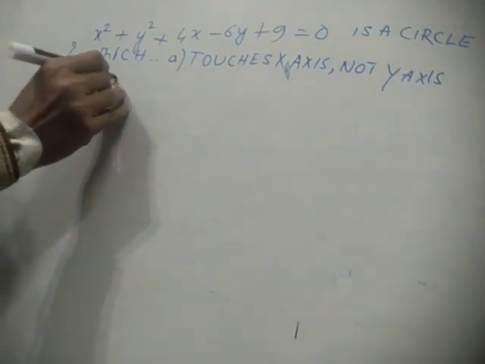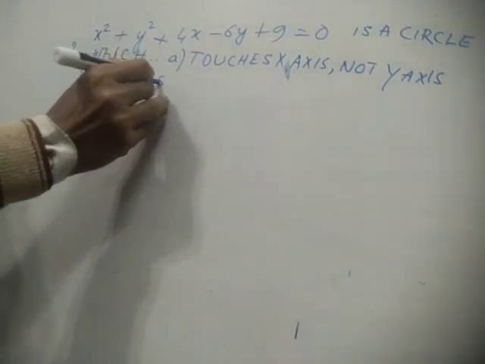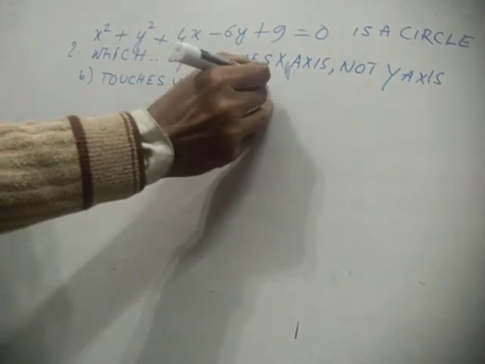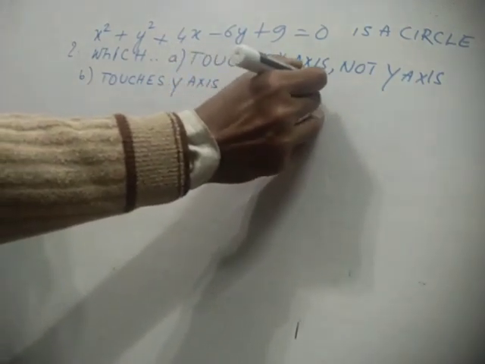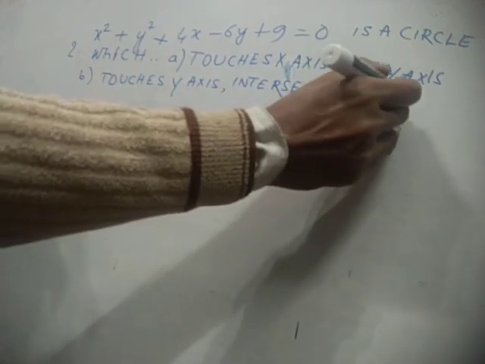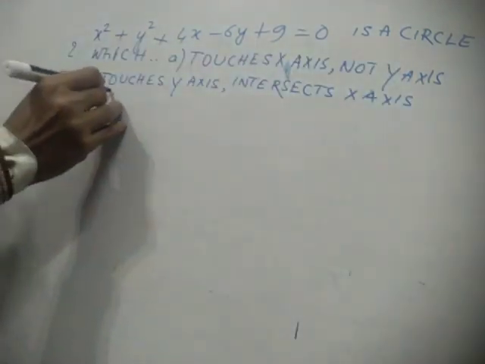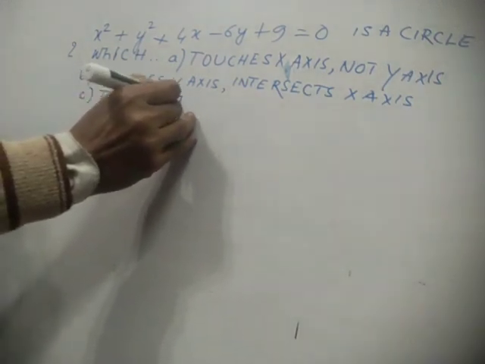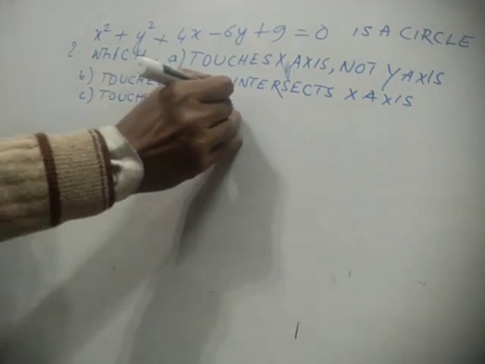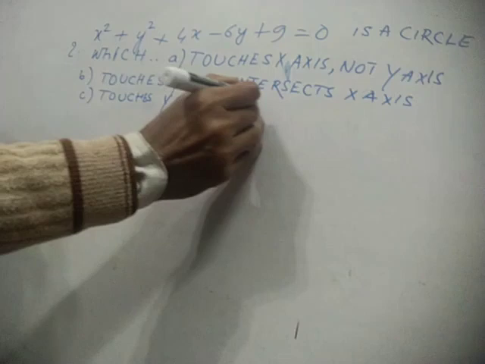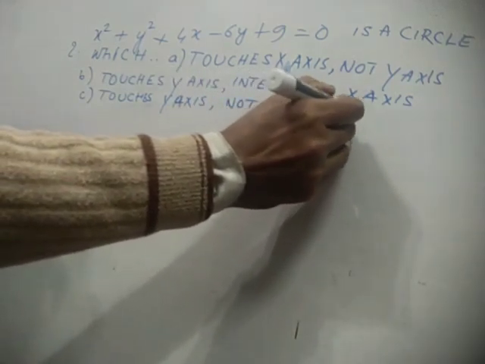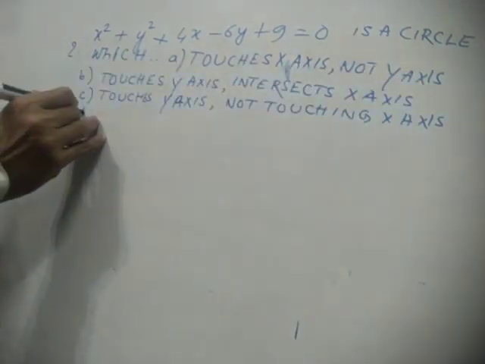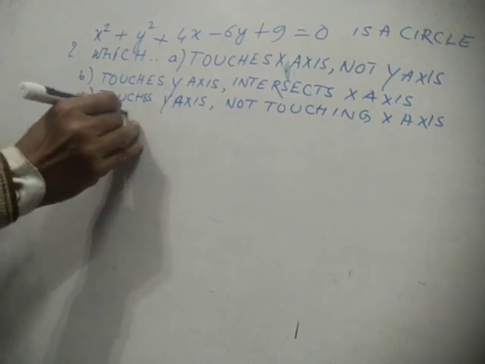Option B: touches y-axis and intersects x-axis. Option C: touches y-axis but not touching x-axis. Now option D: intersecting both the axes.